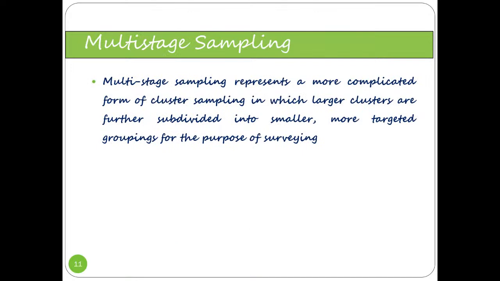Multi-stage random sampling is the next method, which is connected to cluster random sampling, because there is a certain limitation for cluster random sampling. That's the reason multi-stage sampling is designed. Multi-stage sampling represents a more complicated form of cluster sampling, in which larger clusters are further subdivided into smaller, more targeted groupings for the purpose of surveying.